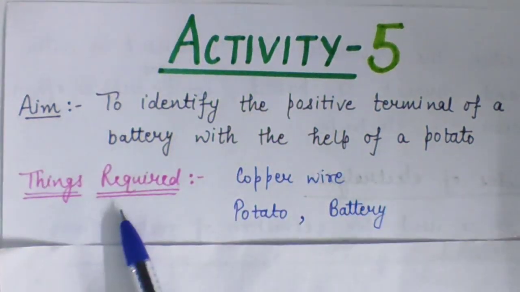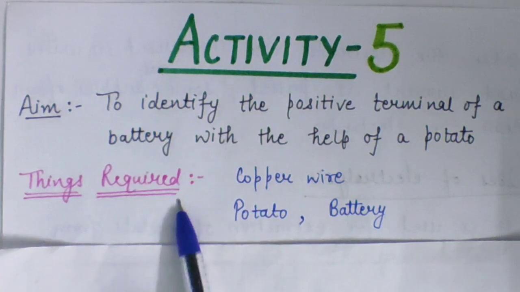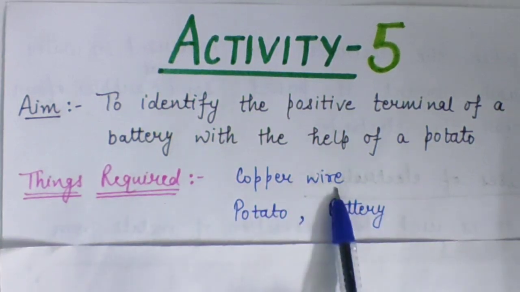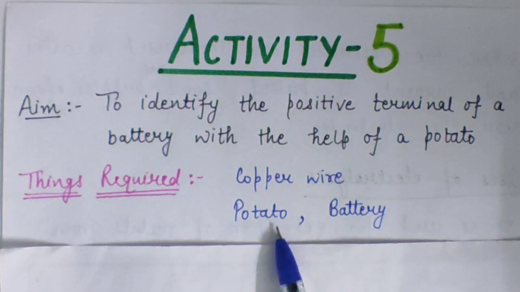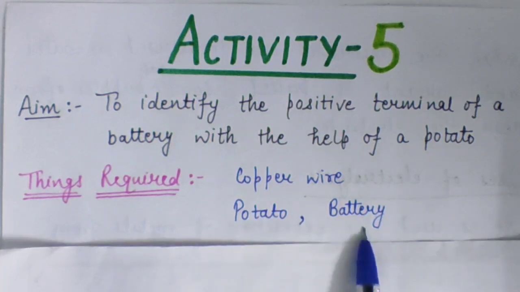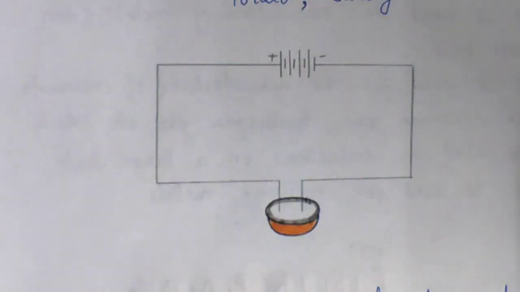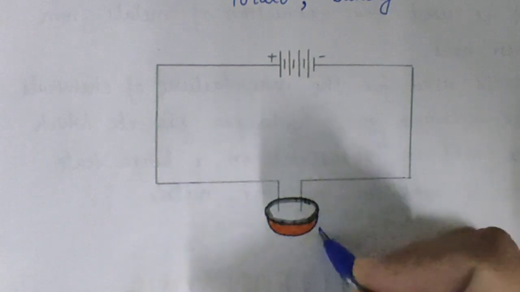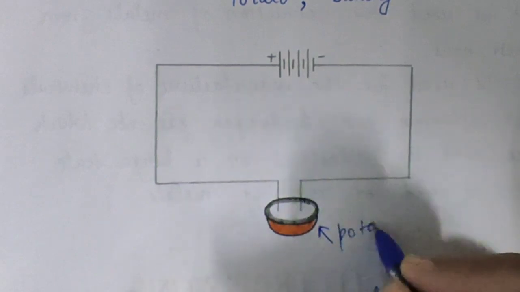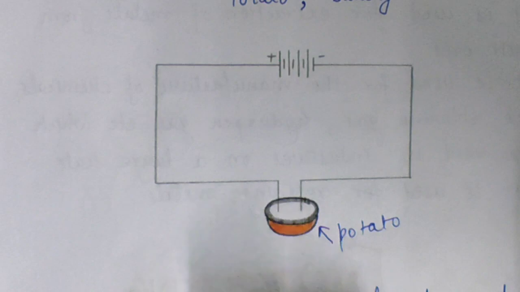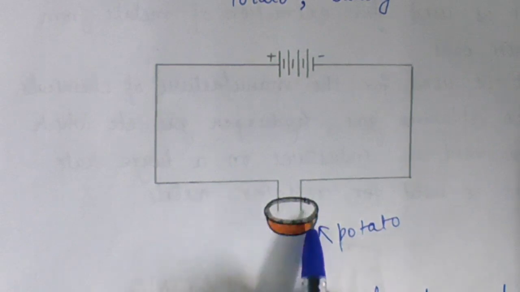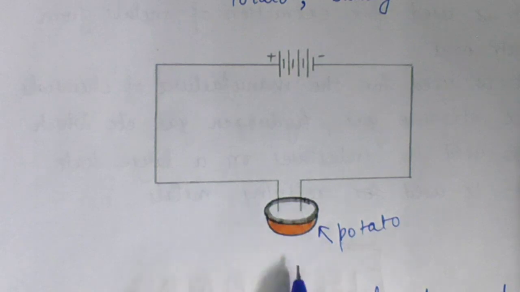So for doing this activity, things required are copper wire for making the circuit, potato and a battery. So what you have to do, take a potato and slice it into two parts. This is the slice of a potato. And put the two ends of the copper wire into the potato and leave it undisturbed for half an hour.